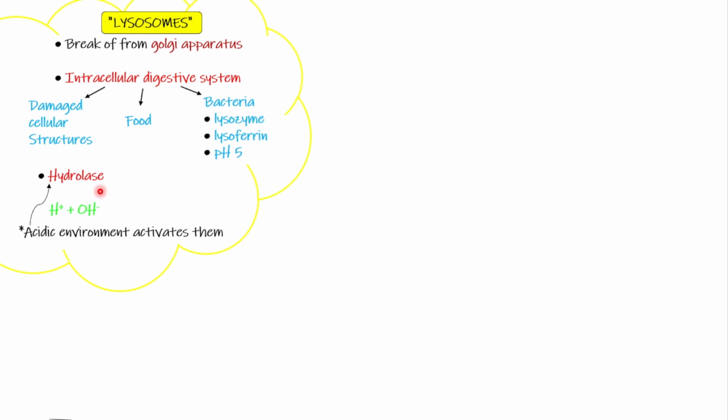Okay, so which ones are the famous hydrolase enzymes? We have lipase, protease, and nuclease. These all are hydrolases. Now lipase will break down lipids, protease will break down proteins, and nuclease will break down nucleic acids. So lipase for lipid breakdown, protease for protein breakdown, and nuclease for nucleic acid breakdown. Okay, so these are the functions of lysosomes, and these are the enzymes present in the lysosomes.